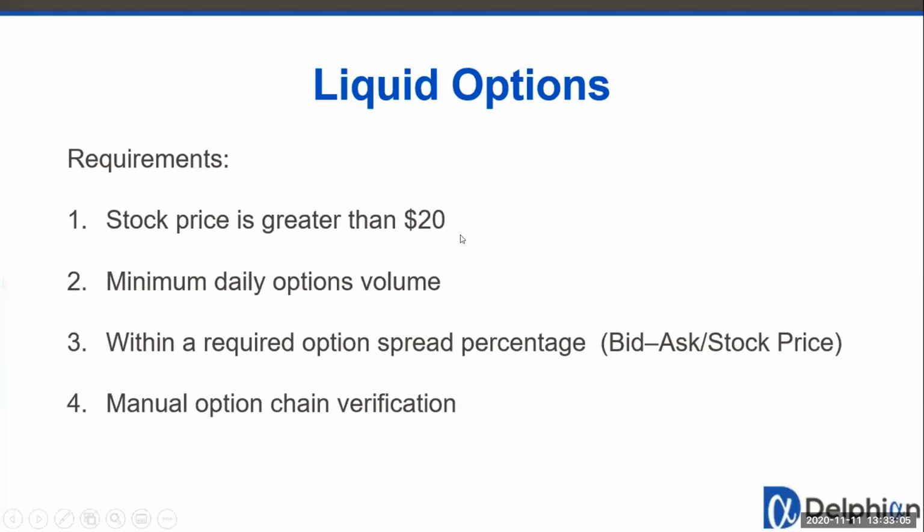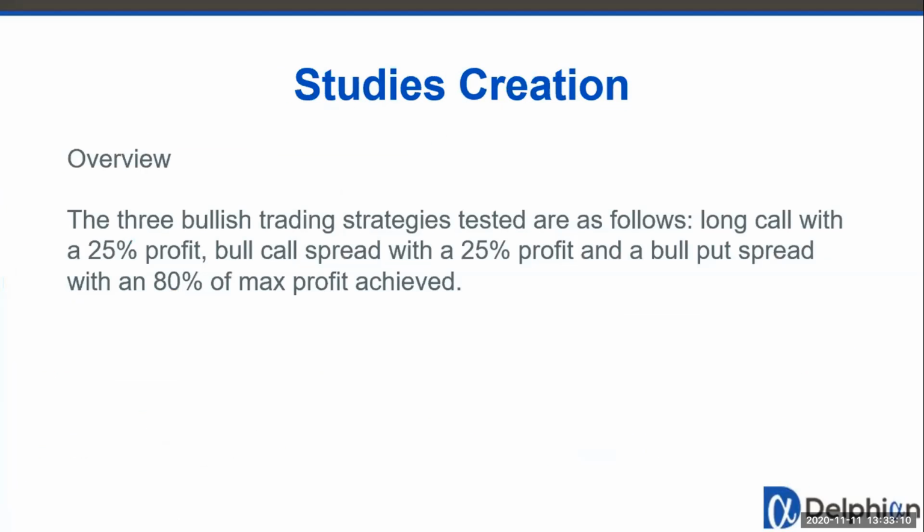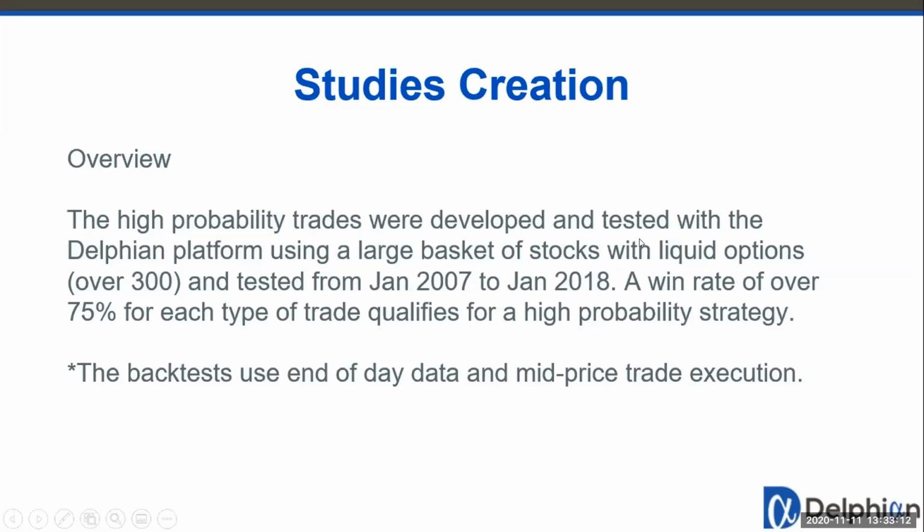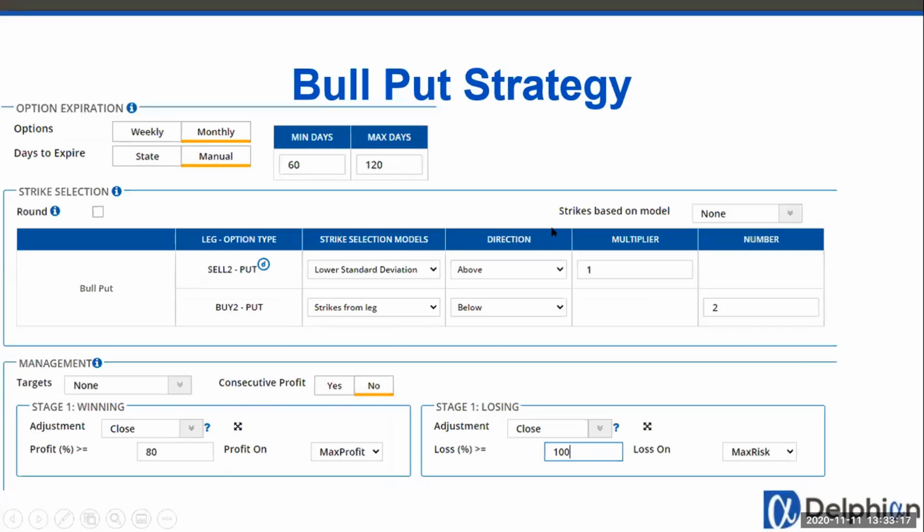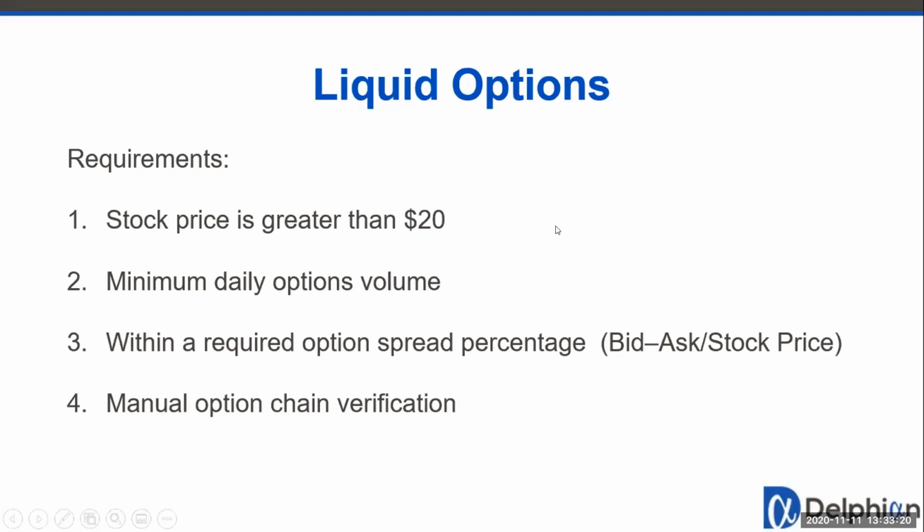So next up, we'll talk about liquid options. So if we go back here, we tested liquid options. So right now we have in the system available 4,000 stocks. So it's all optionable stocks in the US market. So from there, we whittle the list down. So the stock price has to be at least $20. We put in a minimum daily volume requirement. And then we also had a requirement for option spread percentage.